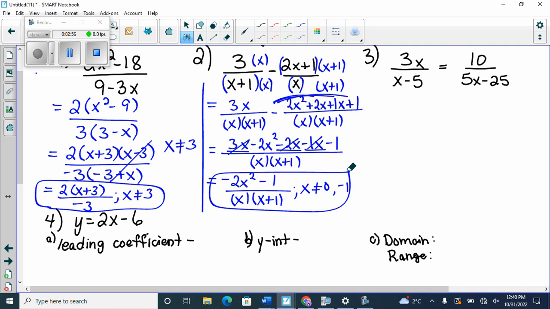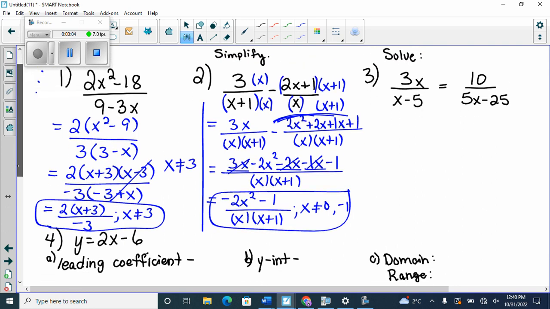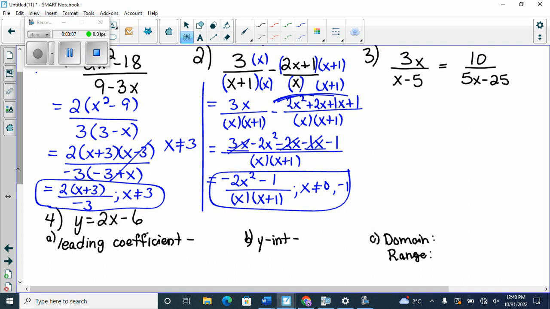The third one is a solving one, and I know it's solved without me writing solve. I used to have these words above, but then I shrunk them off to see if you guys could do them without the words, because you should be able to spot the difference between 1, 2, and 3. 3 is a solve because it has an equal sign in it, right? When it has an equal sign in it, your goal is to get x equals something, some sort of answer.